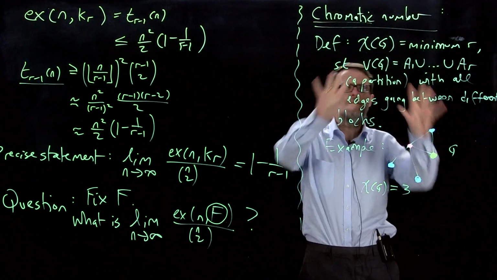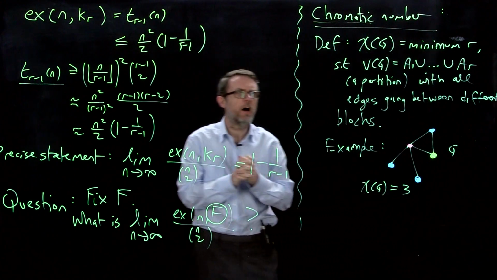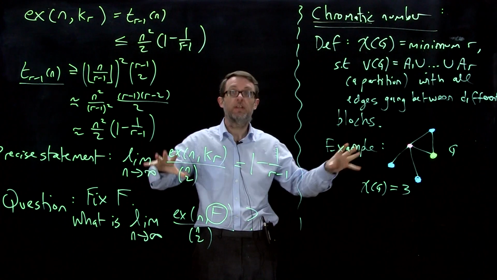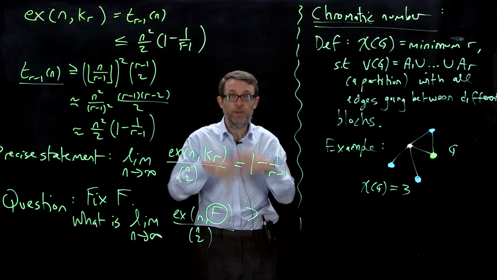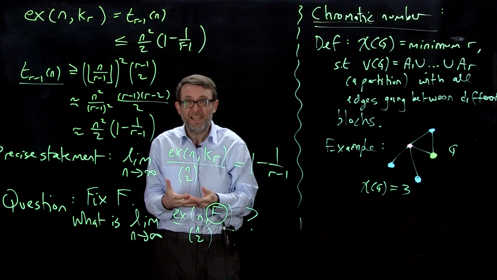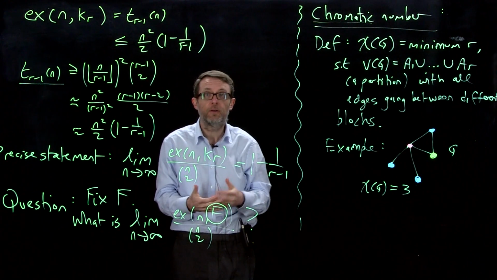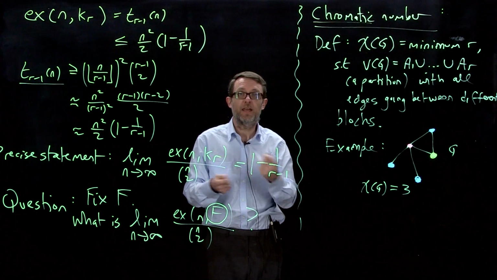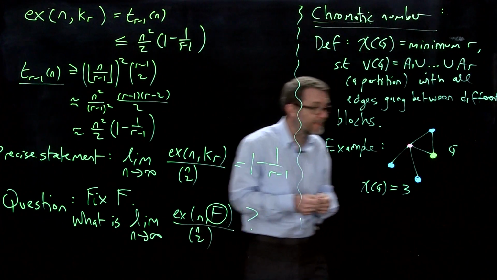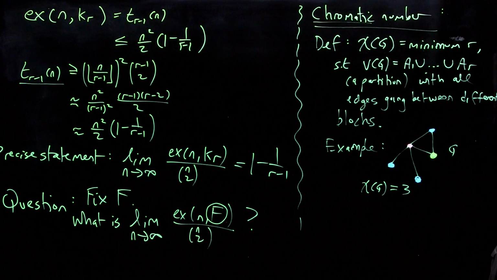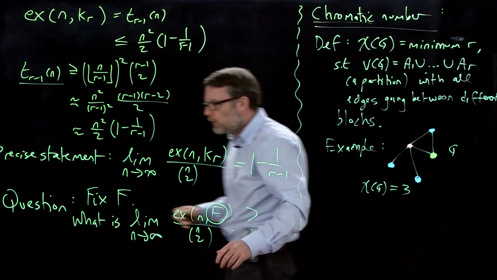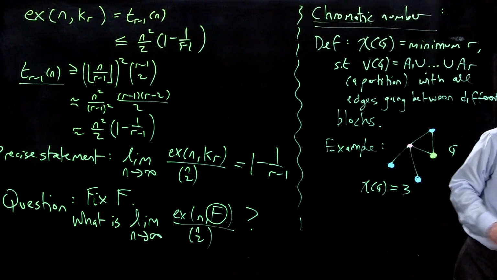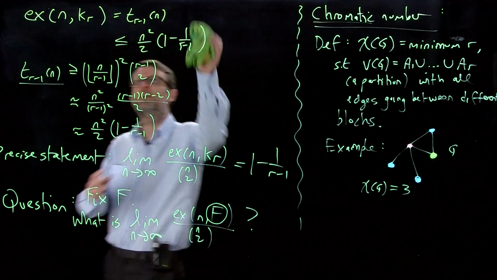So I've defined the chromatic number in terms of partitioning the vertices into blocks. But really, every time I talk about the chromatic number, I'm going to be thinking in terms of coloring the graph, coloring the vertices in such a way that no two adjacent vertices get the same color. So let me give myself some space, because I want to draw some pictures now.